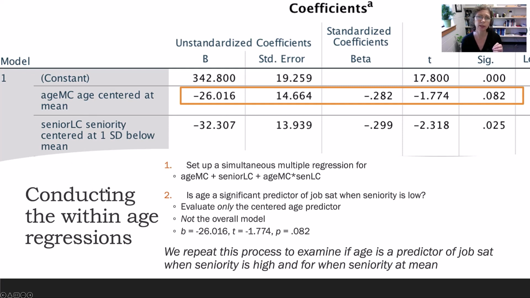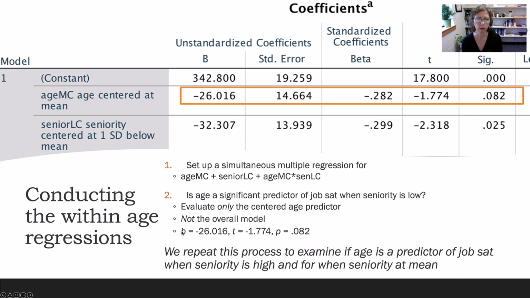But the only thing we're really interested in when we're probing the interaction is this relationship between age, the focal predictor, and the outcome. So the rest of it you can just leave. It's got to be in the regression, but our focal point is the relationship between age and job sat under the conditions of seniority being low. That's the moderating effect there. So it turns out that for significance, nope. Age is not a significant predictor of job satisfaction when seniority is low.